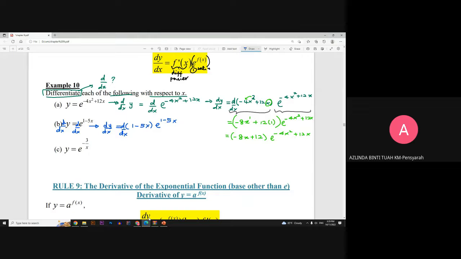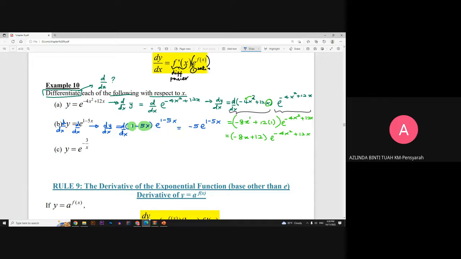So we have two terms. We're going to differentiate one by one. Differentiate 1 is equal to 0. Then minus differentiate 5x is equal to 5. Okay, 5 ni tak buat apa-apa, cuma differentiate x sahaja. Differentiate x is always 1. Therefore, the answer is 0 minus 5, so negative 5 e to the power of 1 minus 5x.